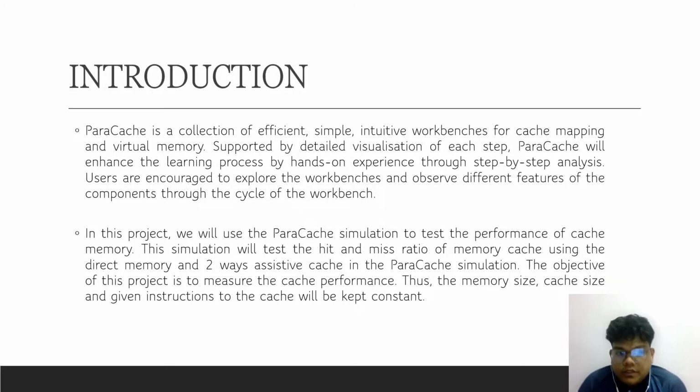In this project, we will use the Parallel cache simulation to test the performance of cache memory. This simulation will test the hit and miss ratio of the cache using direct mapping and two-way associative cache. The objective of this project is to measure the cache performance, thus the memory size, cache size, and given instructions to the cache will be kept constant.